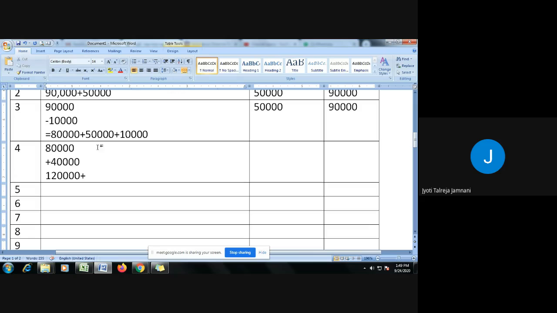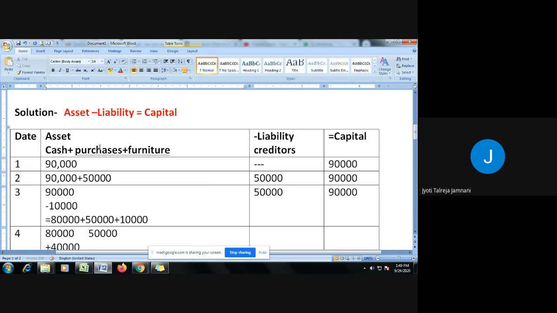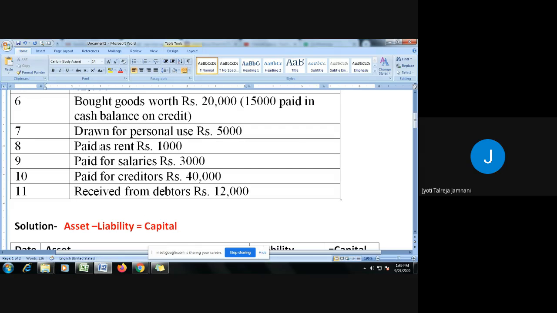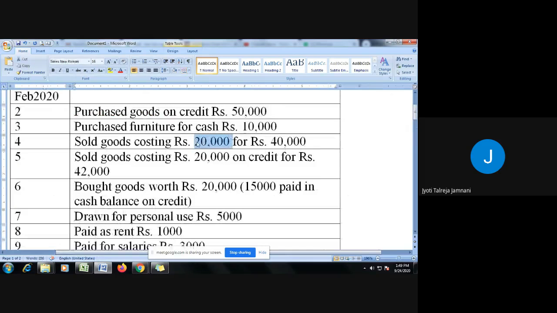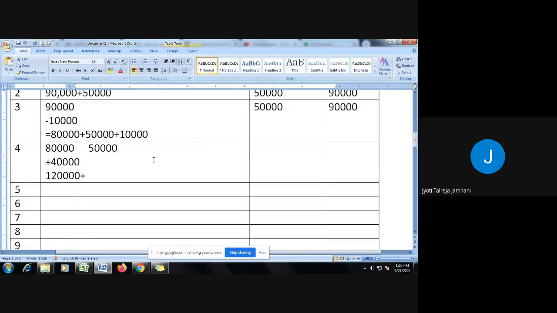So this is your cash. The second is goods of 50,000. What has happened? From 50,000 we have sold goods costing rupees 20,000. So from the goods the cost price will go, and the remaining 20,000 is our profit. So we are not selling goods of 40,000. We are selling goods of only 20,000. So only 20,000 should go from here. We'll do minus 20,000.